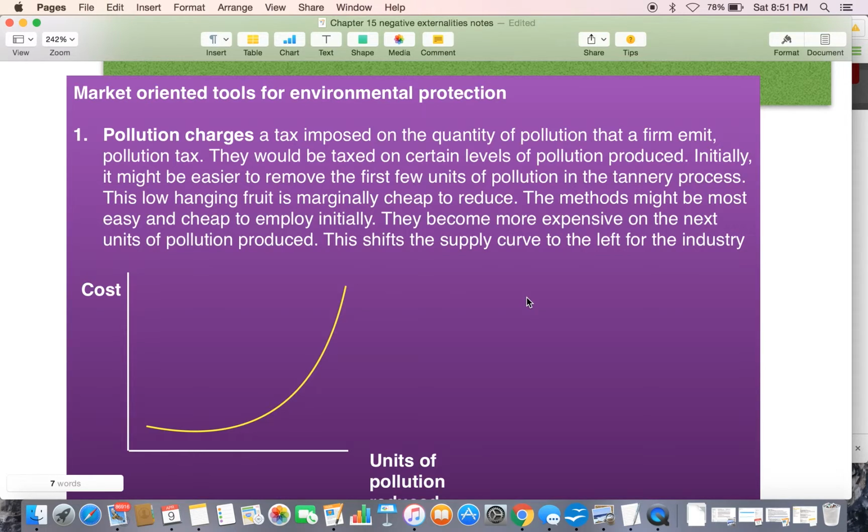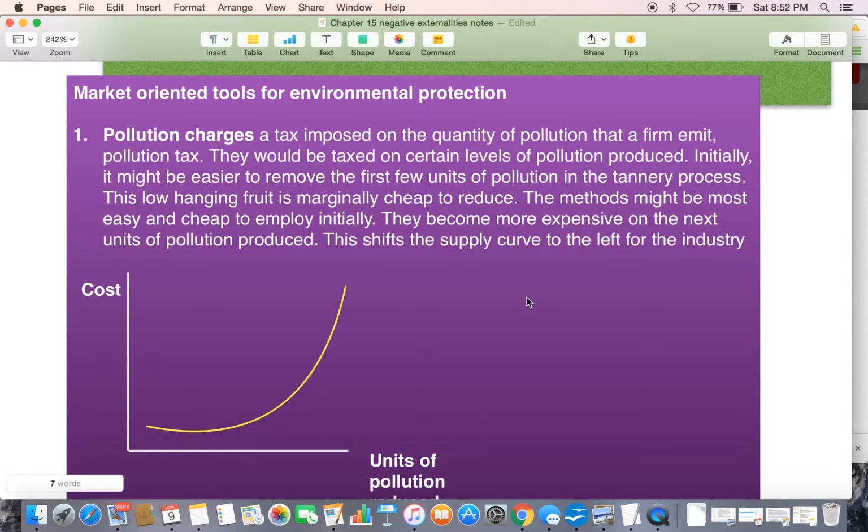Initially, it might be easier to remove the first few units of pollution in the tannery process, for example. This low-hanging fruit is marginally cheap to reduce. The methods might be easy and cheap to employ initially. Let's say that tanneries produce a certain amount of chromium, and that chromium hurts downstream animals and plants even, and people. Initially, it might be very easy to remove the first 10 to 15% of chromium, or 30%, or 40 or 50, and then 60 and 70 become more costly, and getting rid of the last amounts of chromium out of that water might be most expensive.